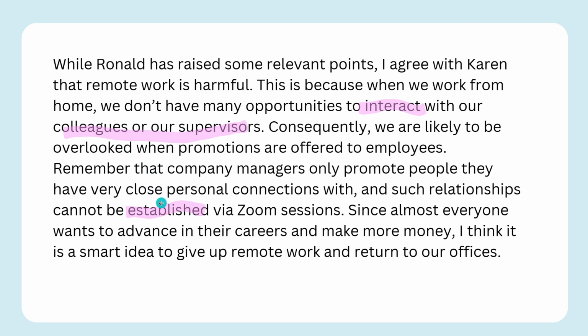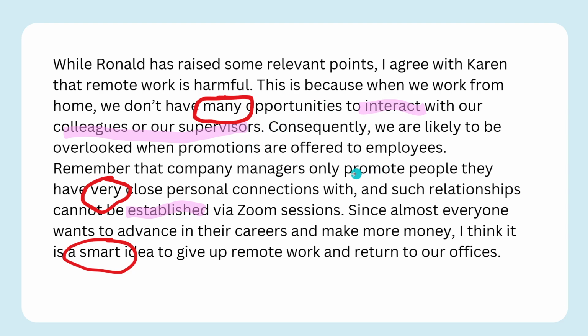And then here I said established. So I said, and such relationships cannot be established via Zoom sessions. I mean, I could have said formed, but I made it a little bit more advanced by saying established. I'm not going crazy with the real heavy-duty academic vocabulary. I'm just trying to make it a little bit more advanced. But I mean, I could have done more, right? I said we don't have many opportunities. I mean, I could have said we don't have frequent opportunities. That would be a little bit better.